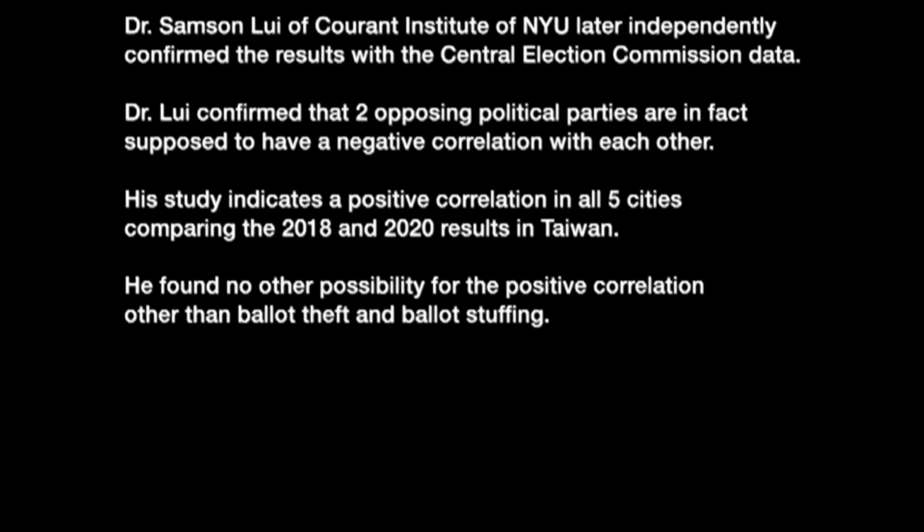Dr. Samson Liu of Courant Institute of NYU later independently confirmed the results with the Central Election Commission data. Dr. Liu confirmed the 2 opposing political parties are in fact supposed to have a negative correlation with each other. His study indicates a positive correlation in all 5 cities comparing the 2018 and 2020 results in Taiwan. He found no other possibility for the positive correlation other than ballot theft and ballot stuffing.